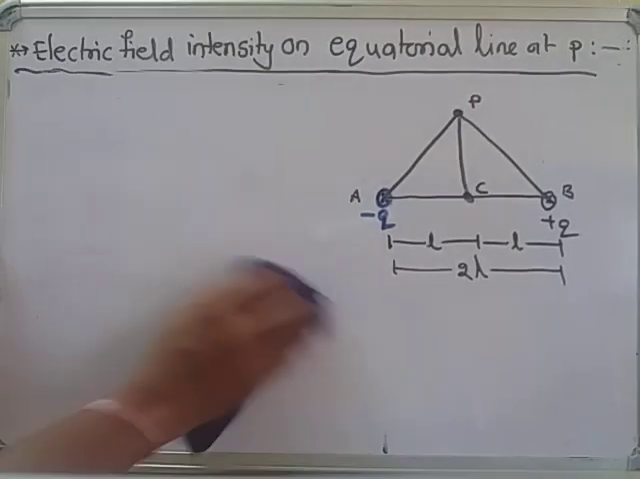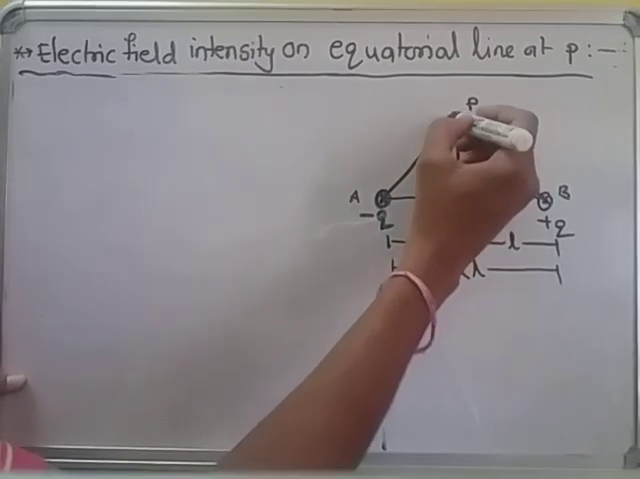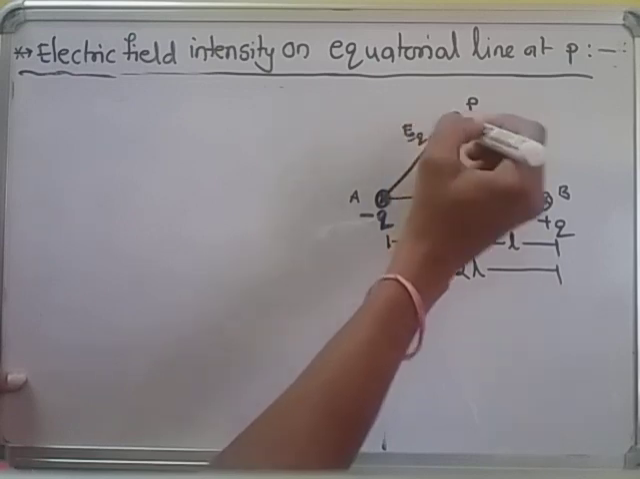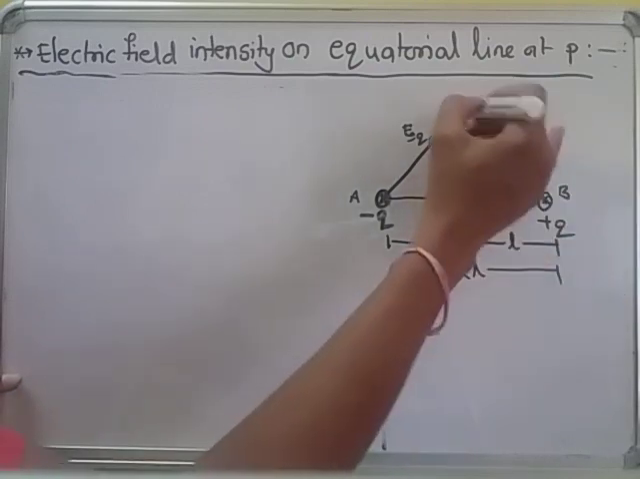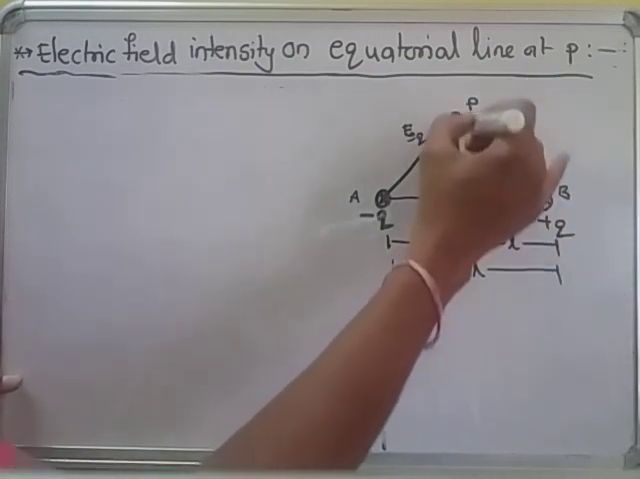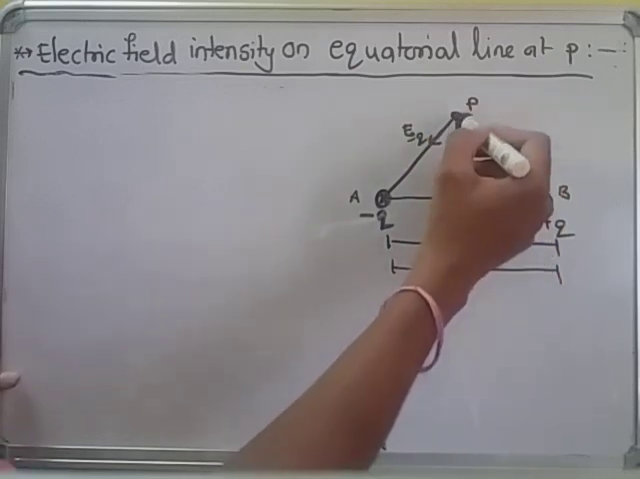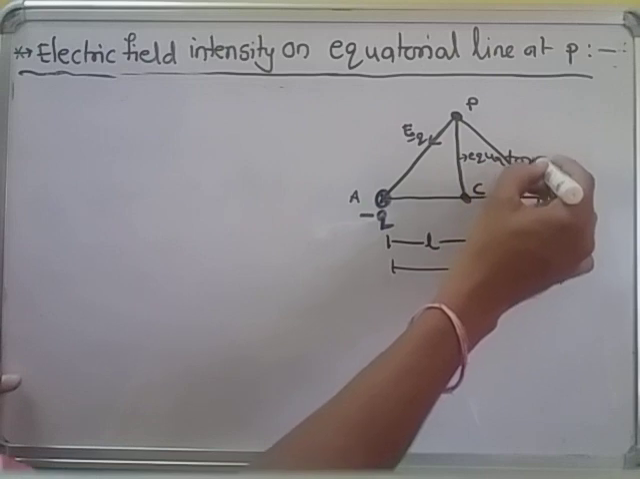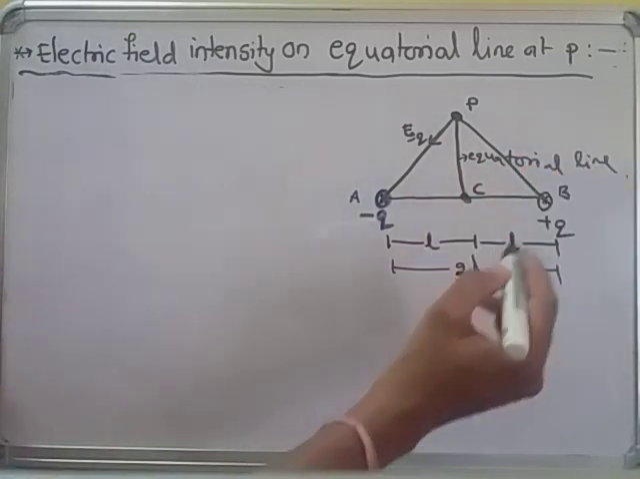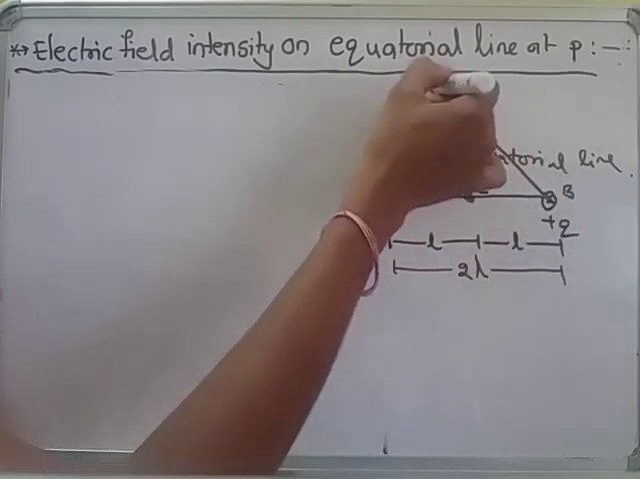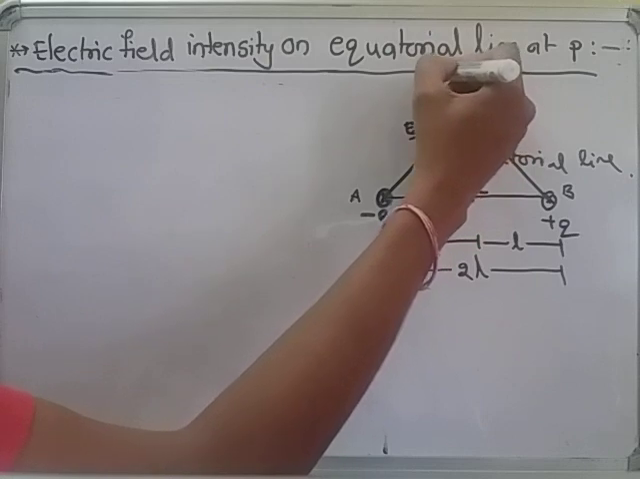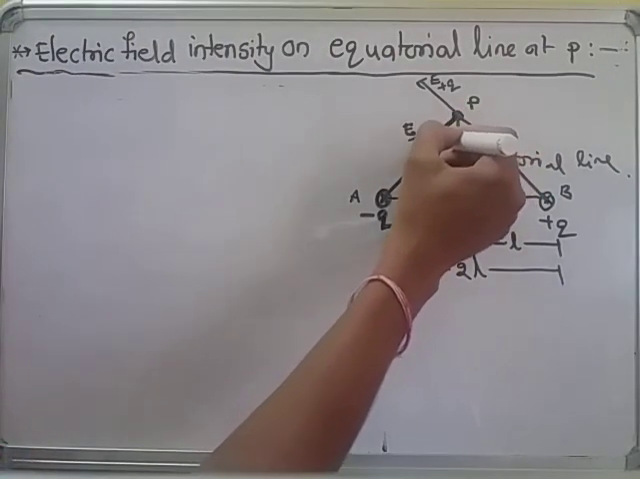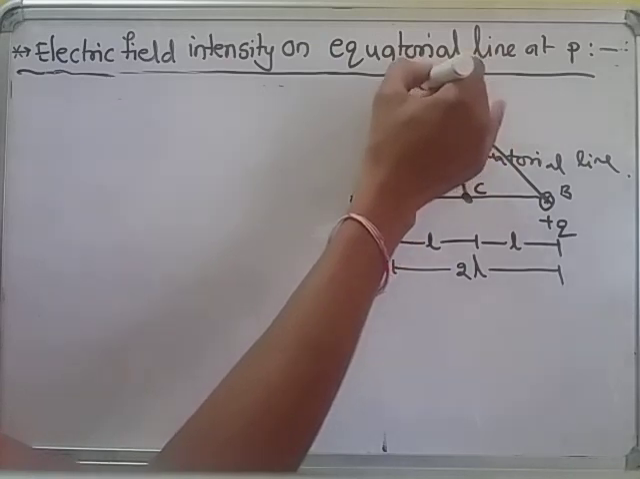Based on that we will write the directions here. The electric field due to minus q charge is towards minus q. This is E minus Q direction, and this is the plus Q, and this is the point P on the equatorial line. Here the electric field due to plus q charge will be away from it. This is the direction of E due to plus q charge, and E due to minus q charge will be like this.